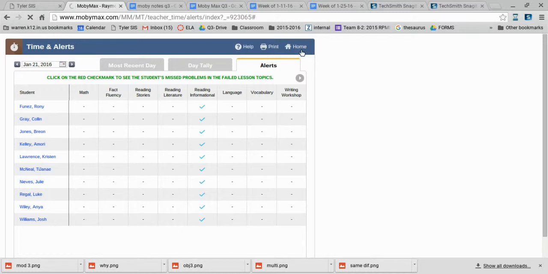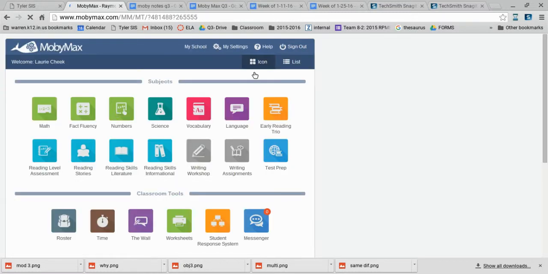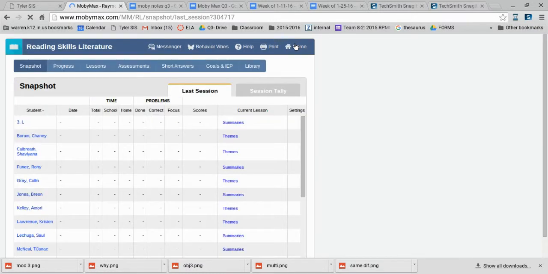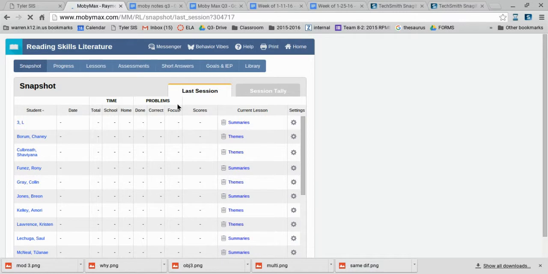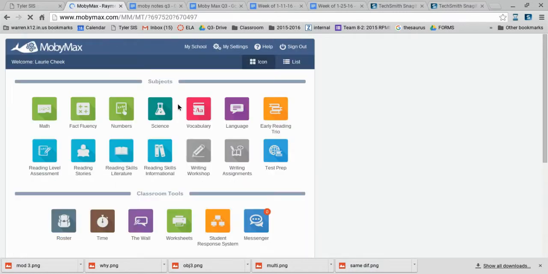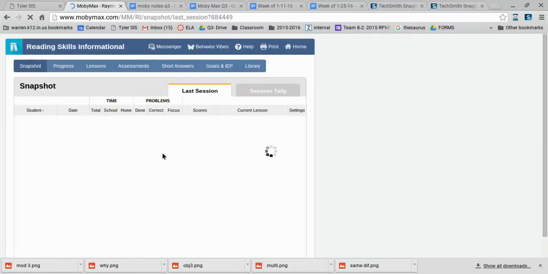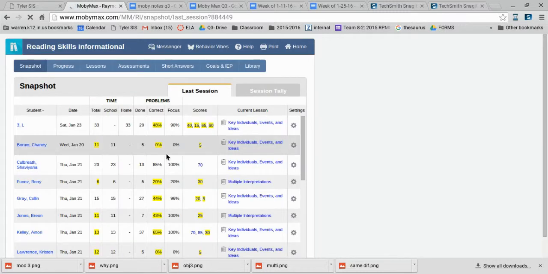But also you can do it, for instance, if you know all of your students are on reading skills, informational, say. Sorry, let's go back. So we're on reading skills informational on a particular day.